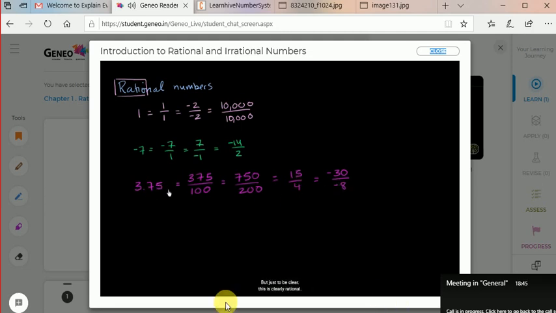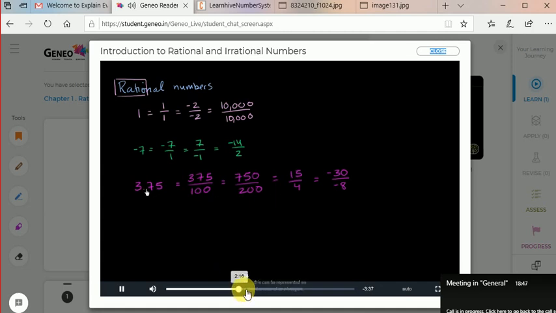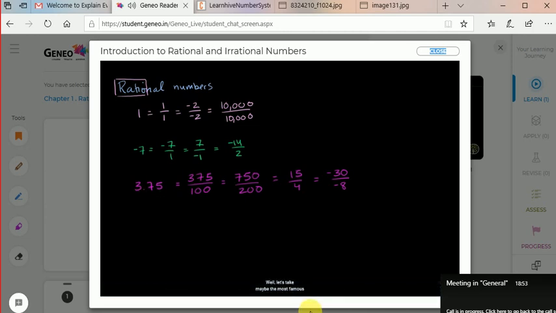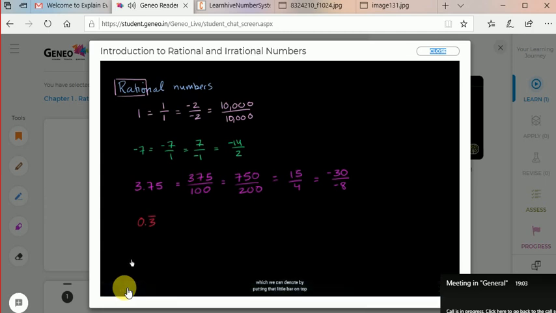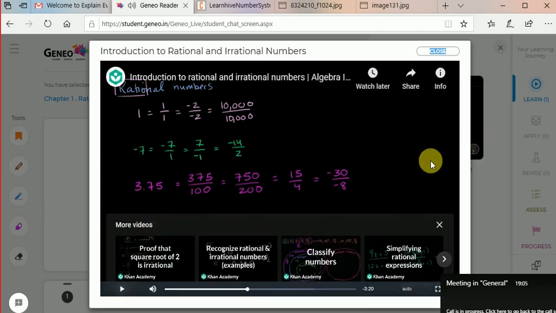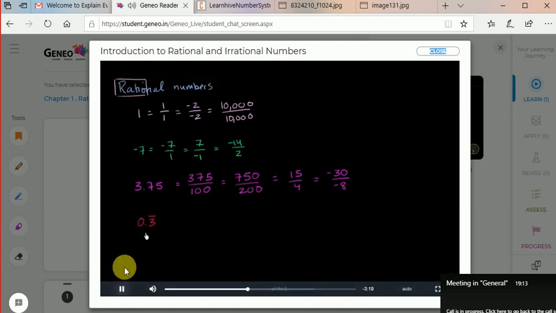But just to be clear, this is clearly rational. I'm giving you multiple examples of how this can be represented as the ratio of two integers. Now, what about repeating decimals? Well, let's take maybe the most famous of the repeating decimals. Let's say you have 0.333, just keeps going on and on forever, which we can denote by putting that little bar on top of the 3.